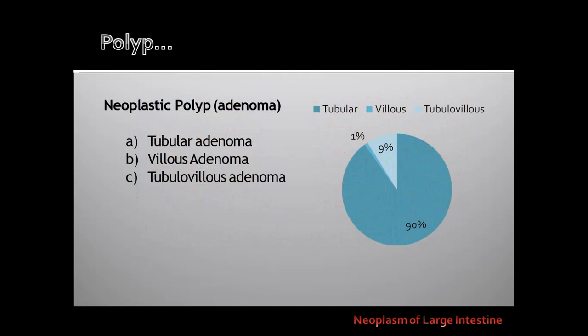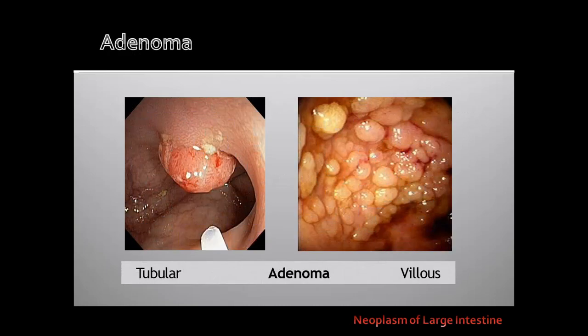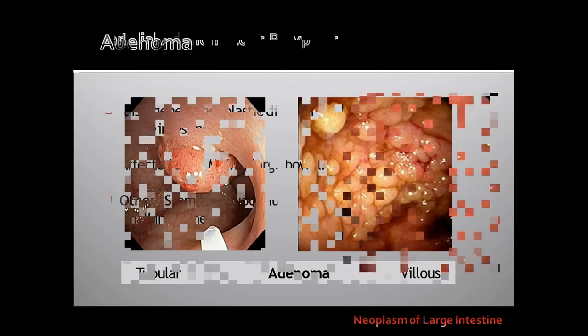The neoplastic polyps have three varieties or three types. One is the tubular adenoma, the second is the villous adenoma, and the third one is the mixed. The villous adenomas are mostly flat, and the tubular ones may be sessile or pedunculated. The neoplastic adenomas have malignant potential.